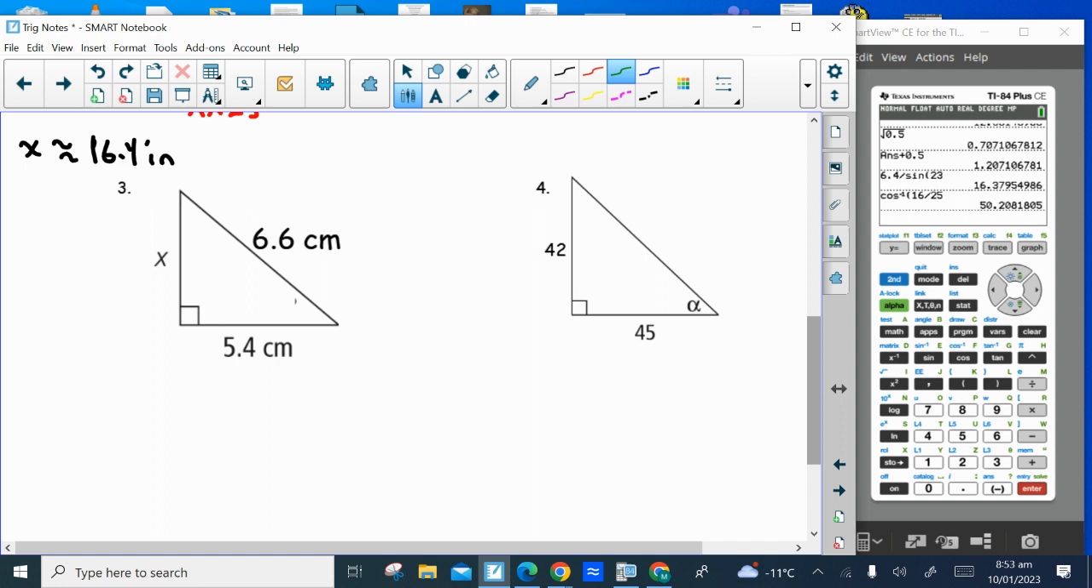Okay, question 3. You want to find the value of x. Now in this case, the only angle we're given is a 9-degree angle here in the bottom left. But we've said before that you cannot use a 9-degree angle with SOHCAHTOA.